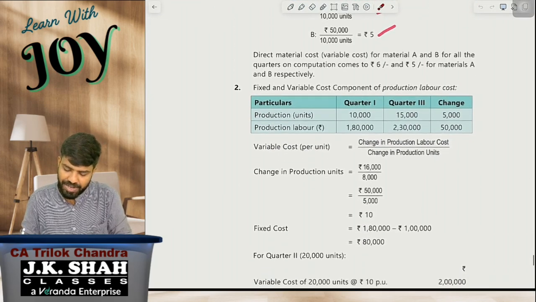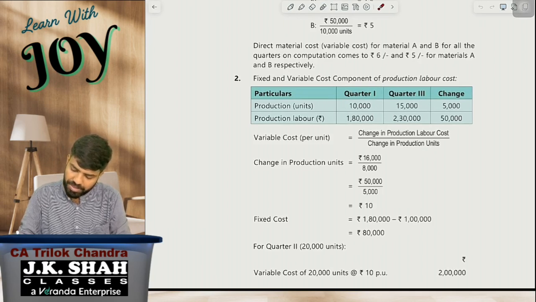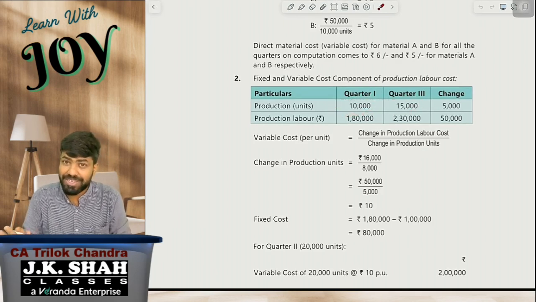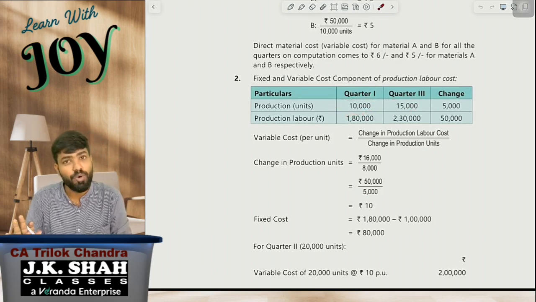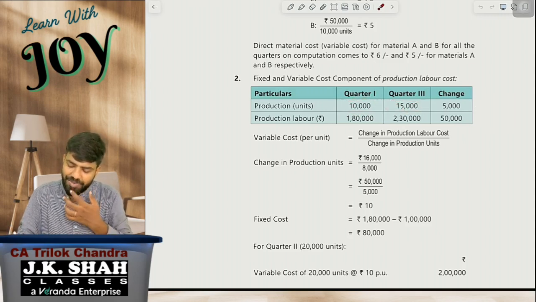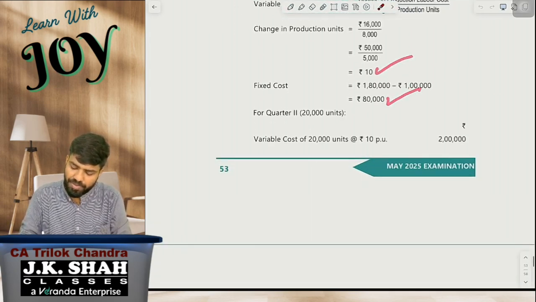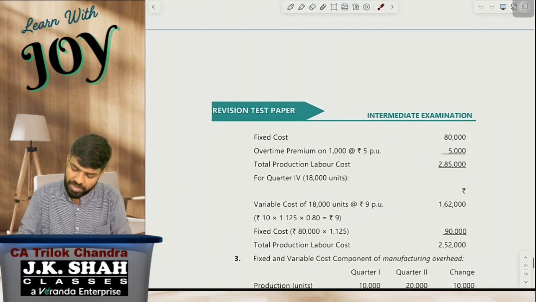Next, fixed and variable component of production labor cost. When it comes to labor cost, we need to take 10,000 and 15,000, not the second quarter. Second quarter is 20,000 because there is an overtime premium. Don't take that. Take 10,000 and 15,000, which is less than 19,000. So take both. Change in cost divided by change in units gives 10 rupees, and fixed cost is 80,000. Variable cost of 20,000 units at 10 per unit is 2 lakhs, and fixed cost is 80,000.